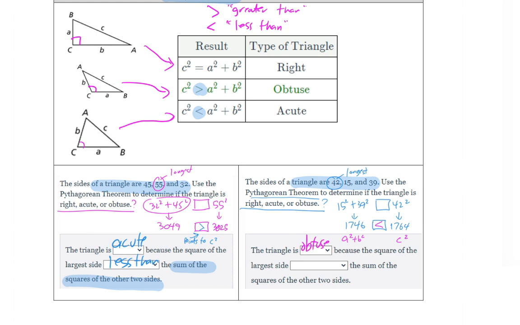because the largest side, this c squared, is greater than the sum of the squares of the other two sides. Another way of saying it is a squared plus b squared is less than c squared. All right, so that's it. You got this.